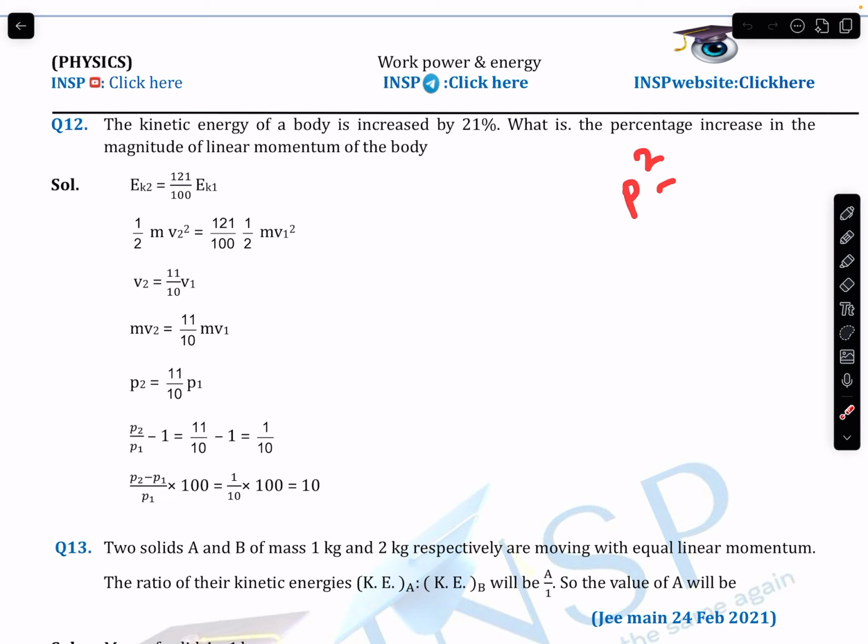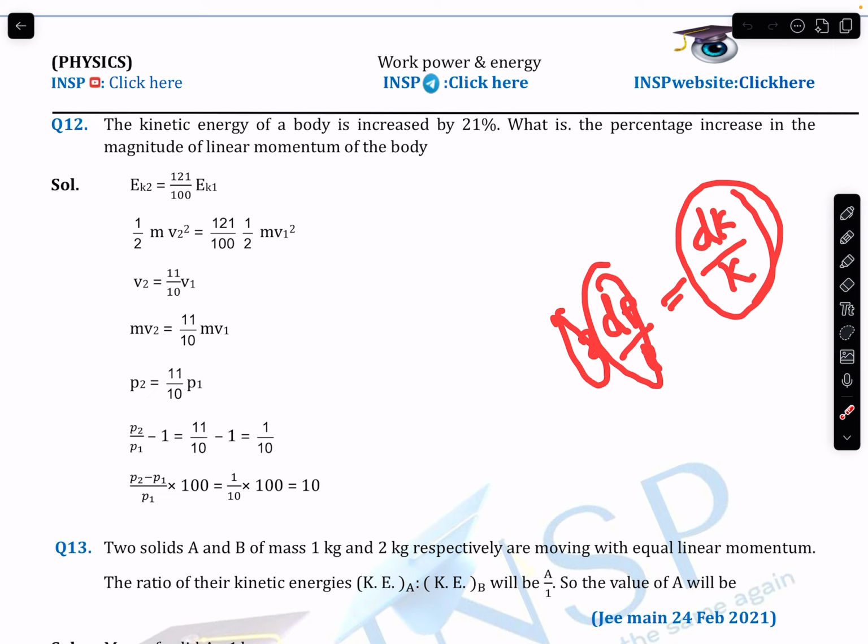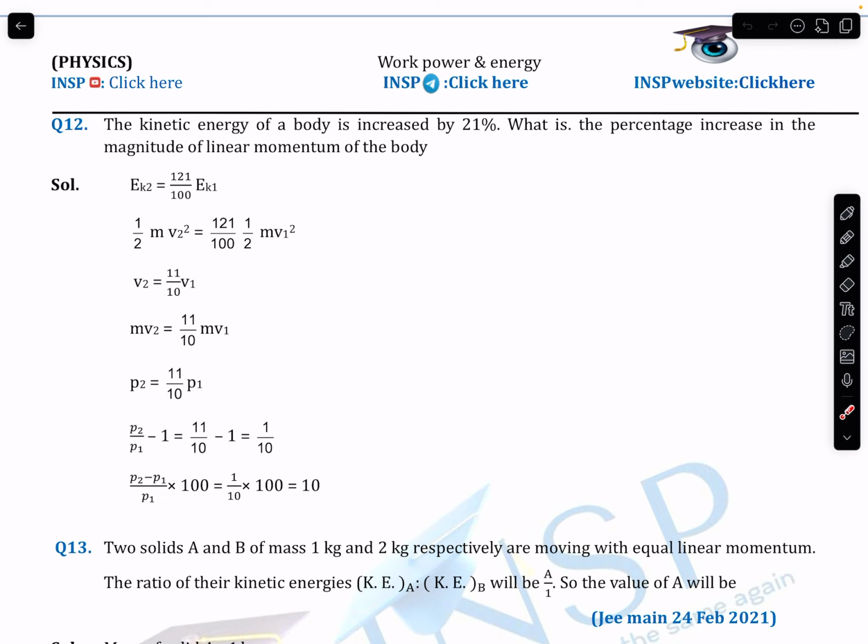So P square is equal to 2mK. All right. Now kinetic energy is directly increased. So from here you will get 2 dP by P is equal to dK by K. So you can see double of this will come. And here, what is the percentage increase in the linear momentum? That is increased by 21%. So you can check what is the percentage increase. You do the calculation. I think it's the easier side only. It should work. All right.